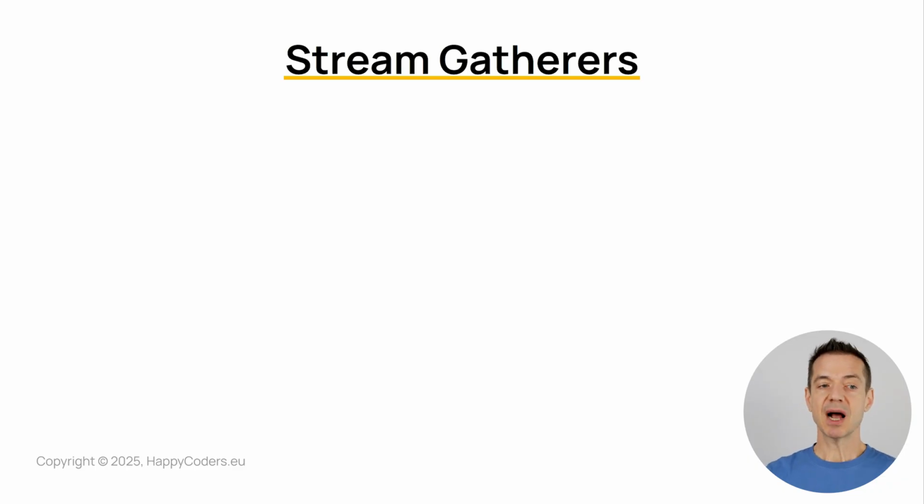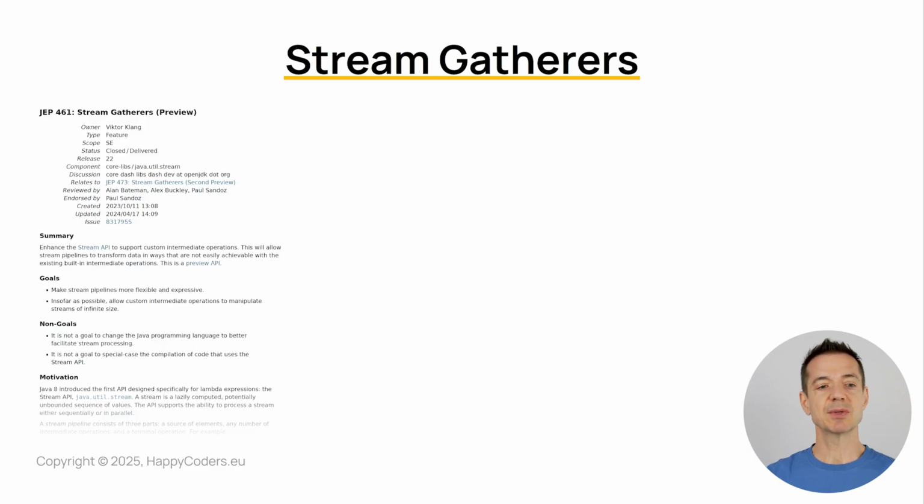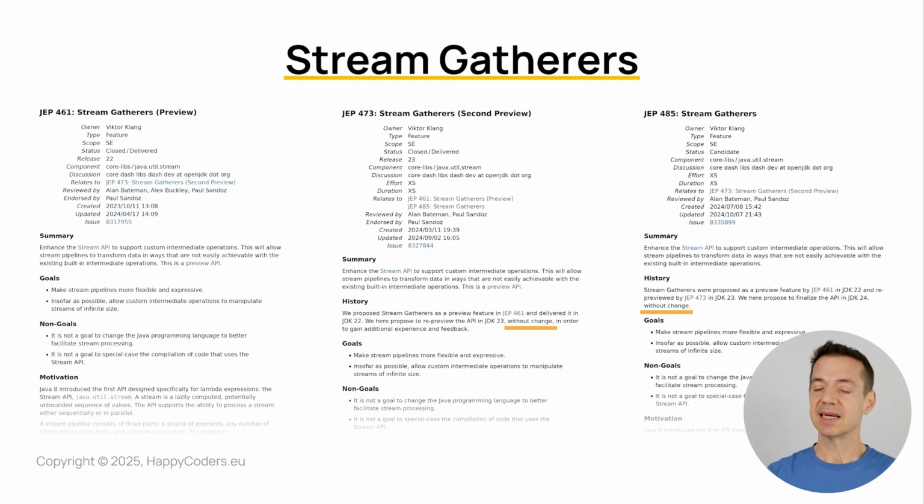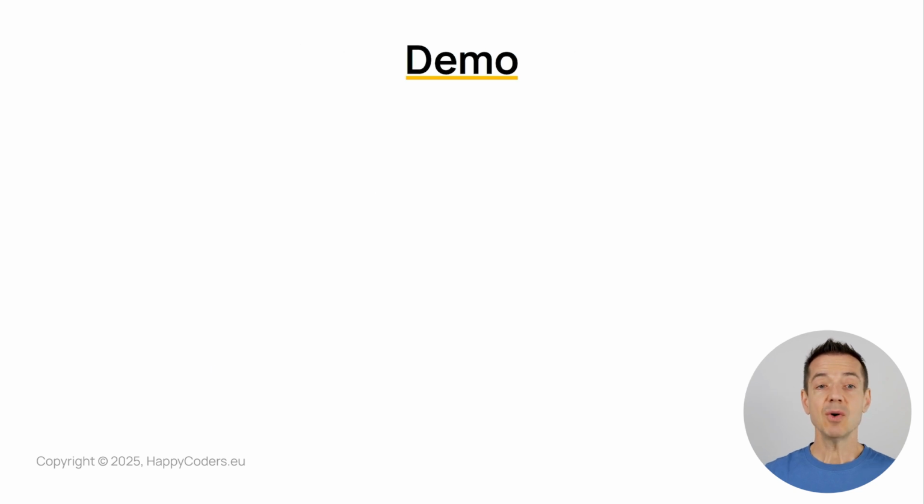Stream Gatherers were introduced as a preview feature through JDK enhancement proposal 461 in Java 22 in March last year, exactly 10 years after the introduction of the Stream API. They were reintroduced with JEP 473 in Java 23 and finalized in JEP 485 in Java 24. And now I'll first show you how to use predefined gatherers and afterwards how you can implement your own.